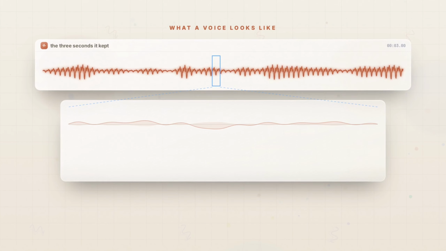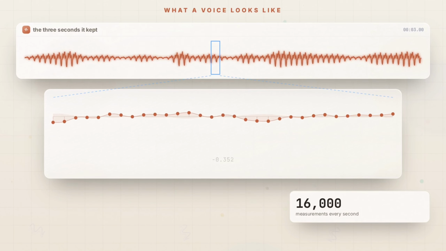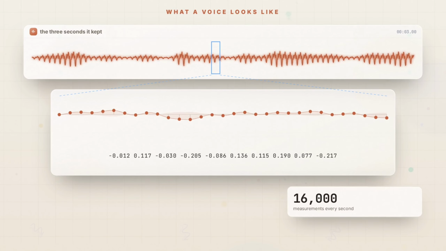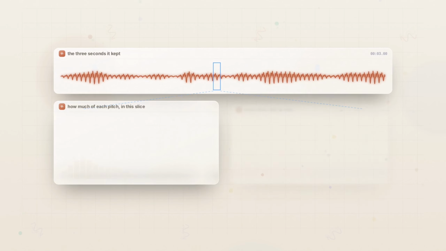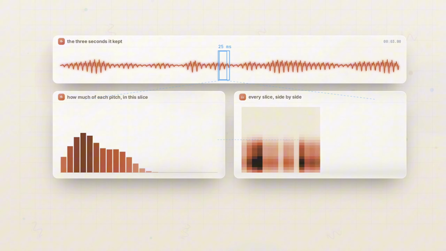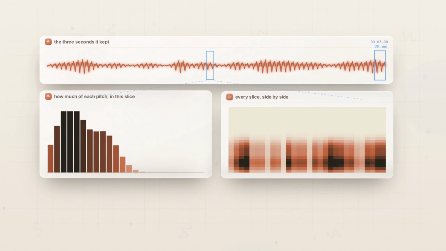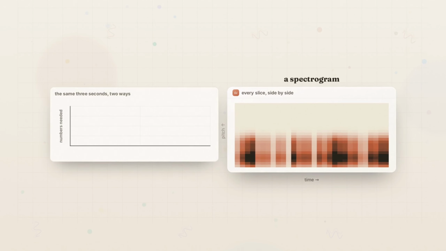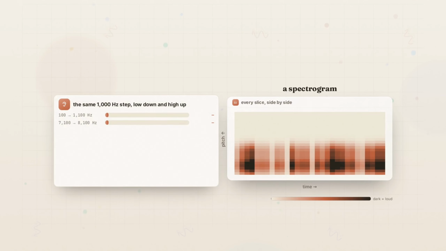All a microphone does is measure air pressure 16,000 times a second. That's the whole recording, a long list of numbers, and you can stare at it forever and see nothing. So stop looking at the whole thing, take a slice, about 25 milliseconds, roughly one sound, and ask a narrower question. How much of each pitch is in here? Answer it. Drop it down beside the last, slide along, and answer again. And now the voice is a picture. It's called a spectrogram. 48,000 raw numbers have just become about 3,000.